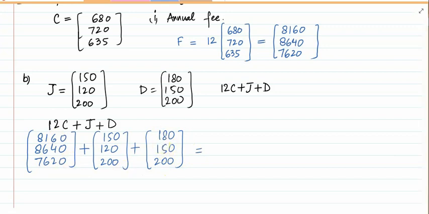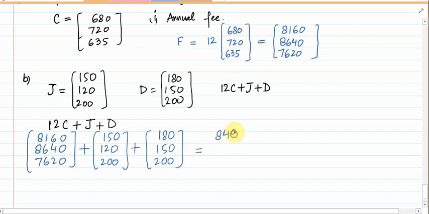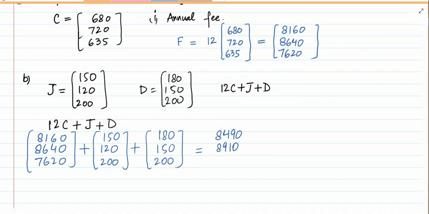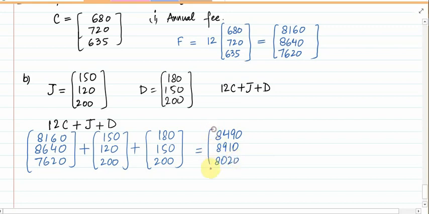We can add them. So it will be 8160 plus 150 plus 180, which is 8490. Next one, 8640 plus 120 plus 150, which is 8910. Last one, 7620 plus 200 plus 200, so it will be 8020, right?